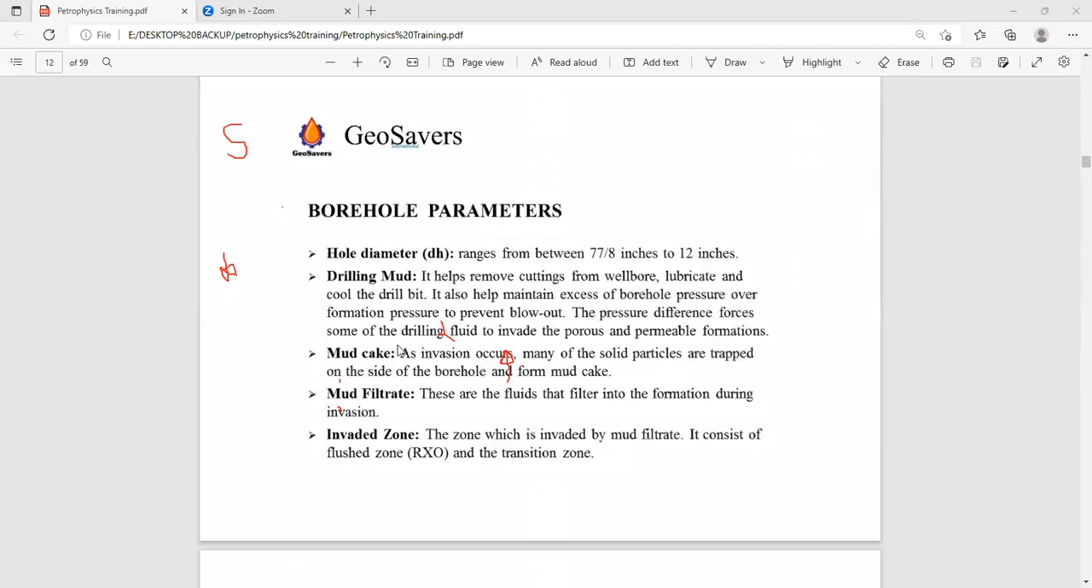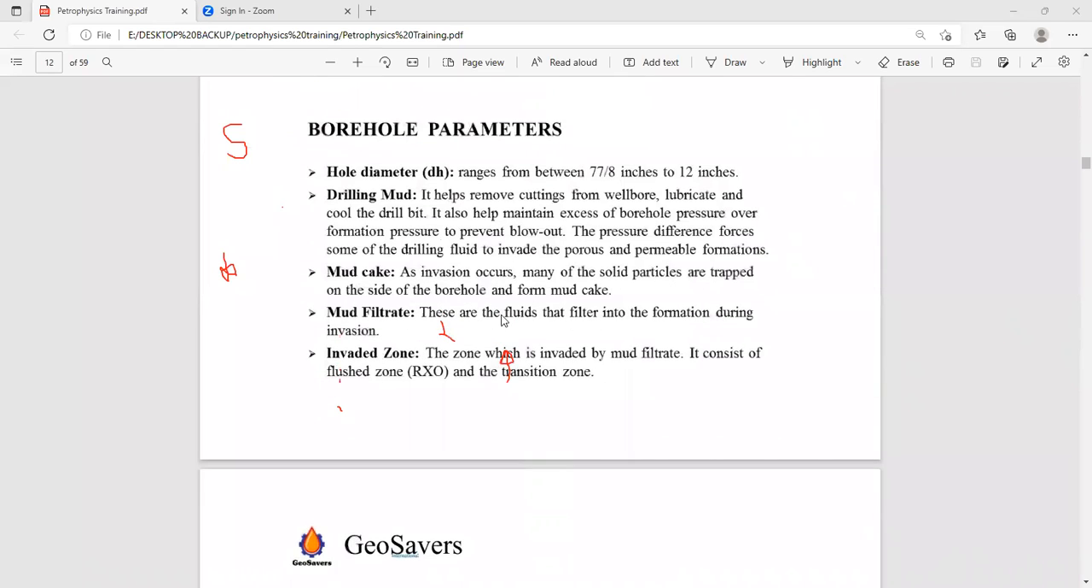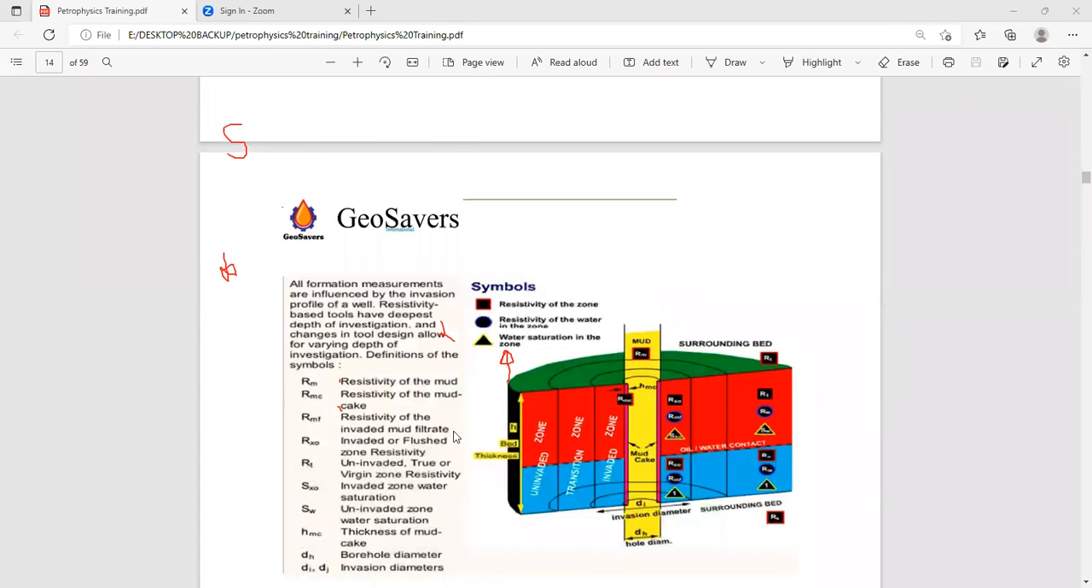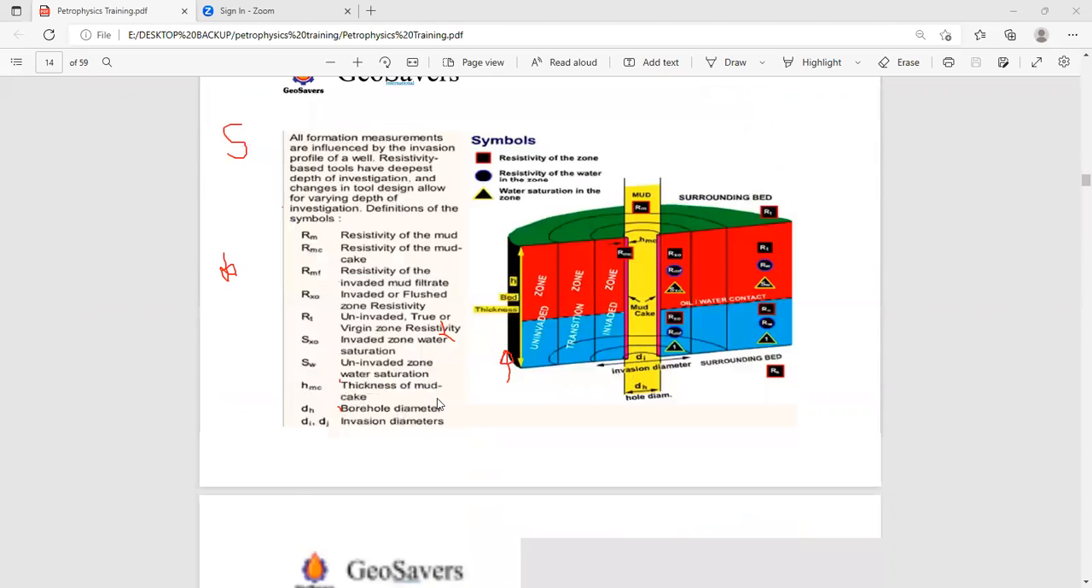So first, we have mud cake that is produced. I've already explained the aspect of mud cake. We have mud filtrate. These are the fluids that filtered into the formation during the invasion process. So the liquid part of the mud that filters into the formation is what we call mud filtrate. Then the zone that has been affected is what we call the invaded zone.